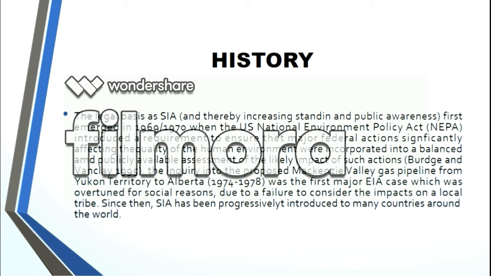Burdge and Vanclay, 1995: the inquiry into the proposed Mackenzie Valley gas pipeline from Yukon Territory to Alberta, 1974-1978, was the first major EIA case which was overturned for social reasons, due to failure to consider the impact on local tribes. Since then, SIA has been progressively introduced to many countries in the world.